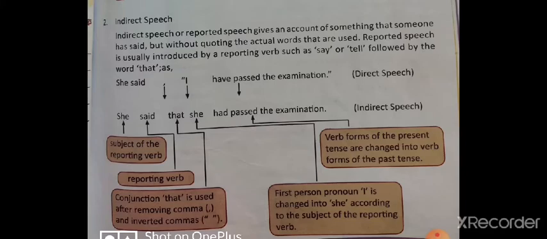Now, indirect speech or reported speech gives us an account of something that someone has said, but without quoting the actual words that were used. So when Priyanka told Ram whatever I told Priyanka, she did not use the exact words, right? She conveyed the message, so her words also changed. This is the basic difference between indirect speech and direct speech. Here, reported speech is usually introduced by a reporting verb such as say or tell, followed by the word that. So whenever we are writing a sentence in indirect speech, we always use the word that.